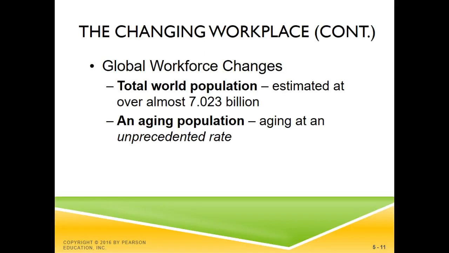So total world population. The total world population in 2012 is estimated at almost 7.023 billion individuals. However, that number is forecasted to hit 9 billion by 2050, at which point the United Nations predicts the total population will either stabilize or peak after growing for centuries at an ever-accelerating rate. An aging population, this demographic trend is one of critical importance for organizations. How critical? The world's population is now aging at an unprecedented rate.